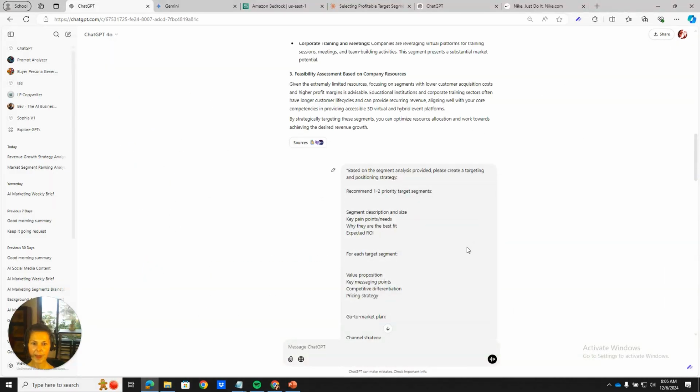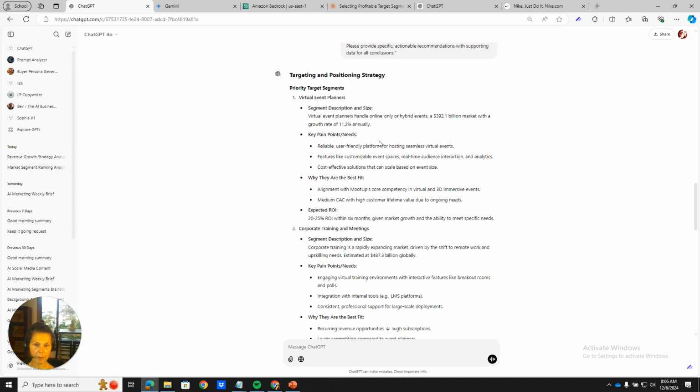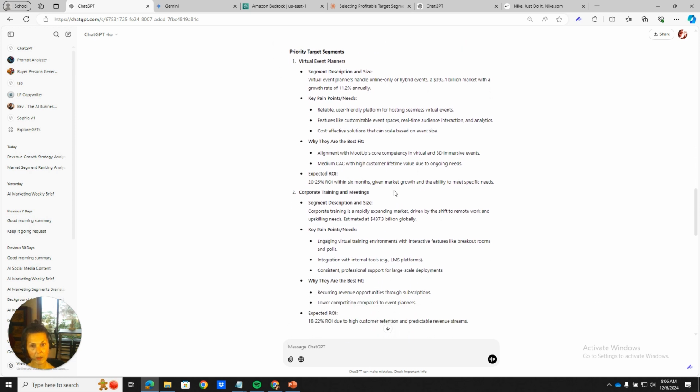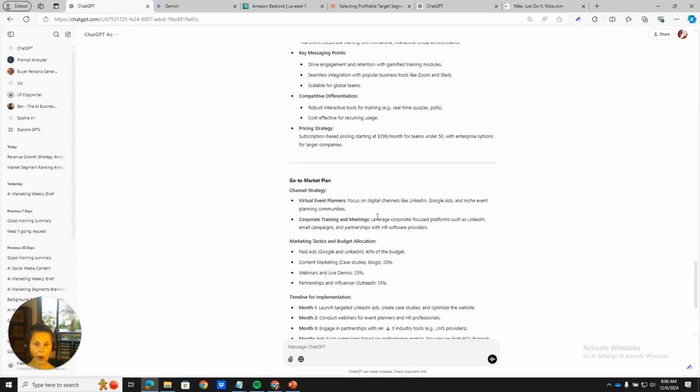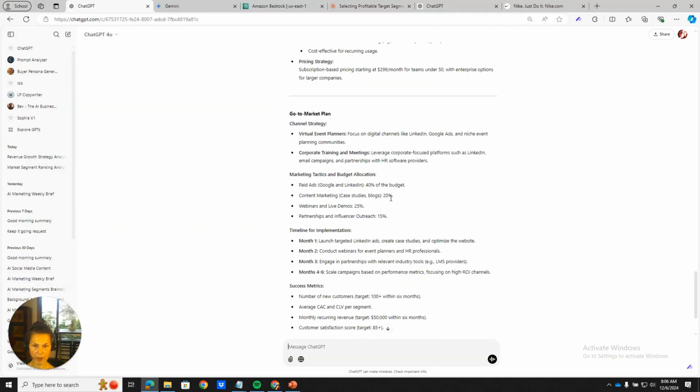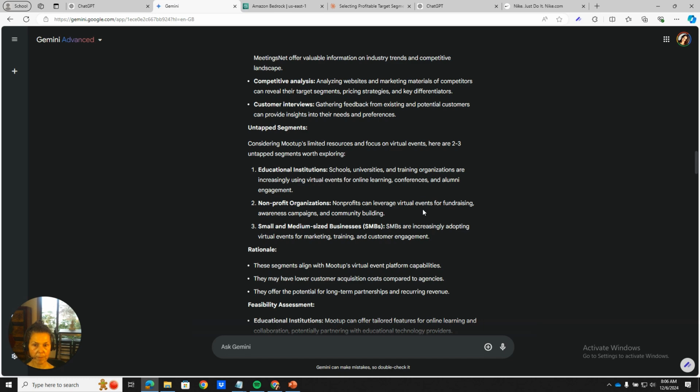So let's see. I pulled the lever, and here's what we got. The priority target segments that ChatGPT opted to choose here were virtual event planners and corporate training and meetings. And it drew out an entire plan with pain points, messaging, positioning here. You can see it's really interesting all the way through to go to market for each of those segments. Really compelling. It gave me success metrics here. I mean, really, this is kind of strategy in a box. Again, would I deliver this as is? No, I would not. I would take this along with the results I got from potentially Gemini.